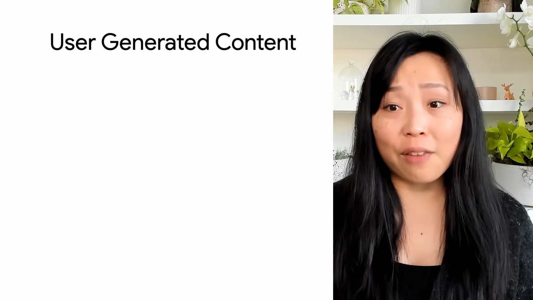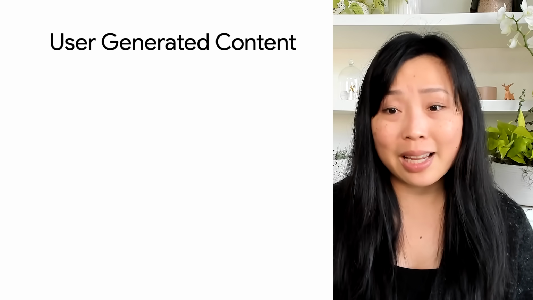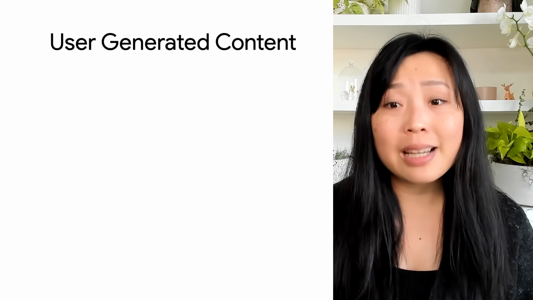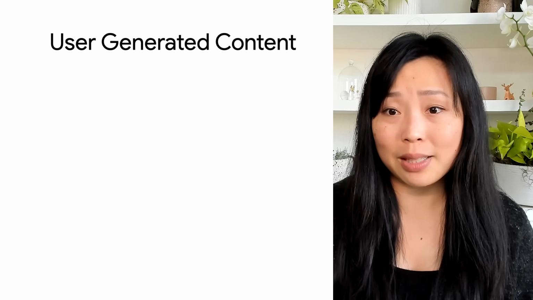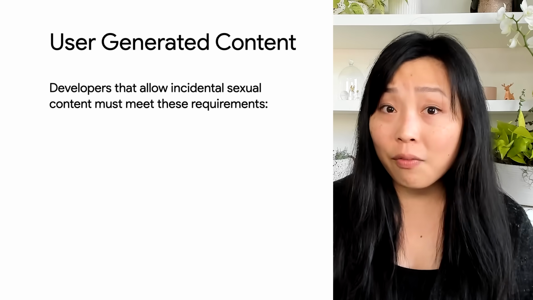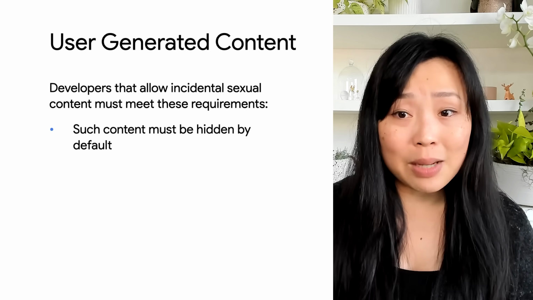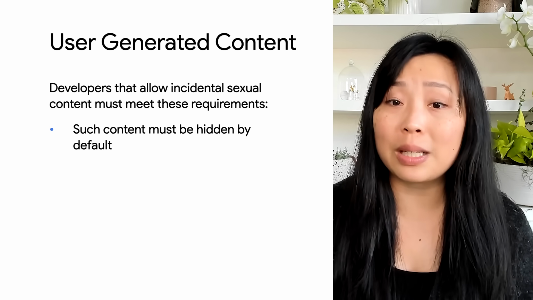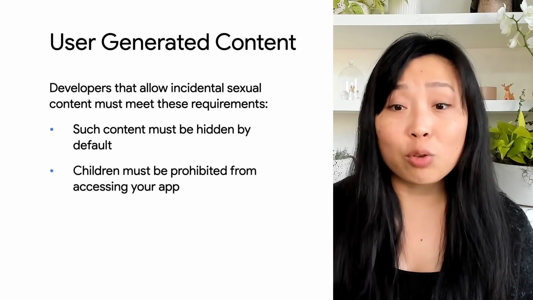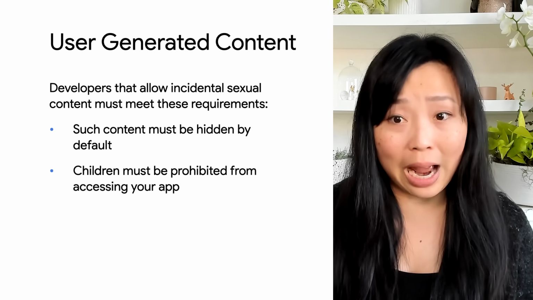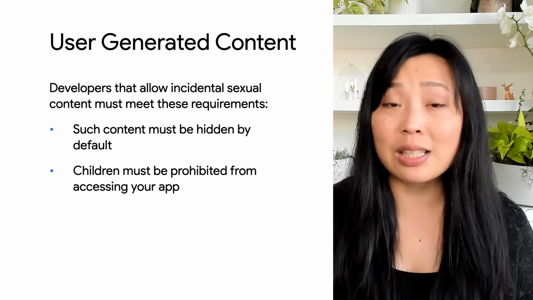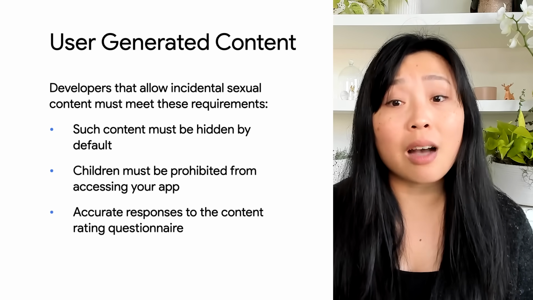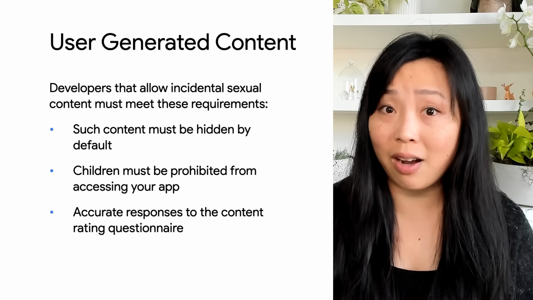Next, to support diversity of content within user-generated content platforms, apps under the UGC category that allow incidental sexual content on their platforms need to implement stricter moderation mechanisms. They must also meet all of the following requirements. This content must be hidden by default behind filters that require at least 2 user actions in order to be completely disabled. Children must be explicitly prohibited from accessing your app by using age screening systems, such as a neutral age screen. And you must have provided accurate responses to the content rating questionnaire regarding user-generated content.